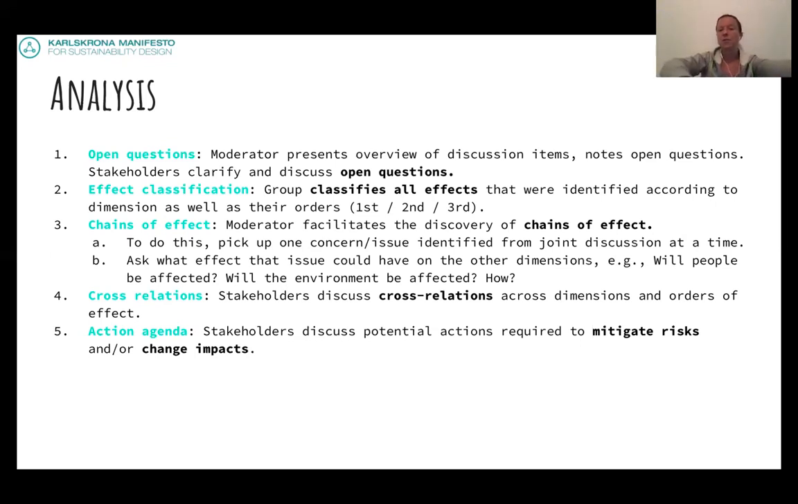And then you get to the chains of effects, where you try to understand which of these first order effects lead to which of the second order effects, which lead to which of the third order effects. To do that, you pick one concern or issue that was identified from the joint discussion at a time, and then ask what effect that issue could have on the other dimensions. For example, will people be affected? Will the environment be affected? How so? And then discuss cross relations across the dimensions and orders of effect. So if you have effects that leap into a different dimension, what does that mean? And then we discuss potential actions required to mitigate risks and/or change impacts of that list that we come up with.